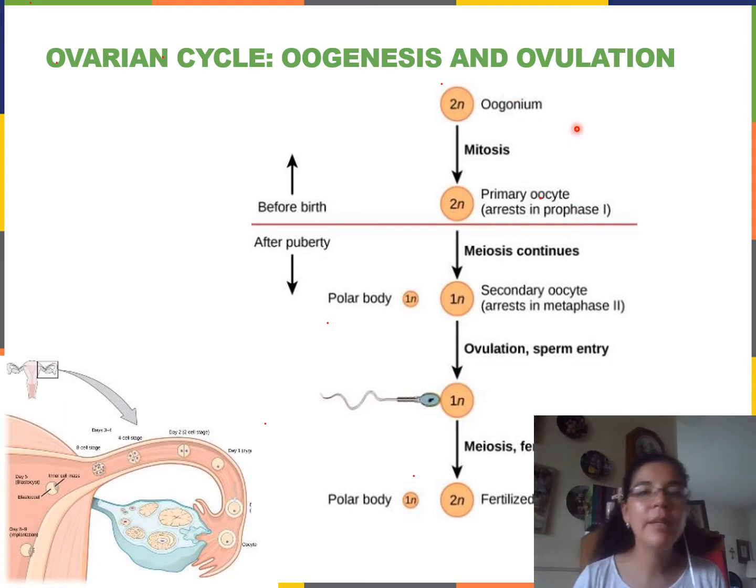Now, oogonia is not a stem cell because it's not continuously giving rise to more oocytes. These cells are arrested in prophase 1. Prophase 1 stops. It's going to be a period of silence until the female reaches puberty.